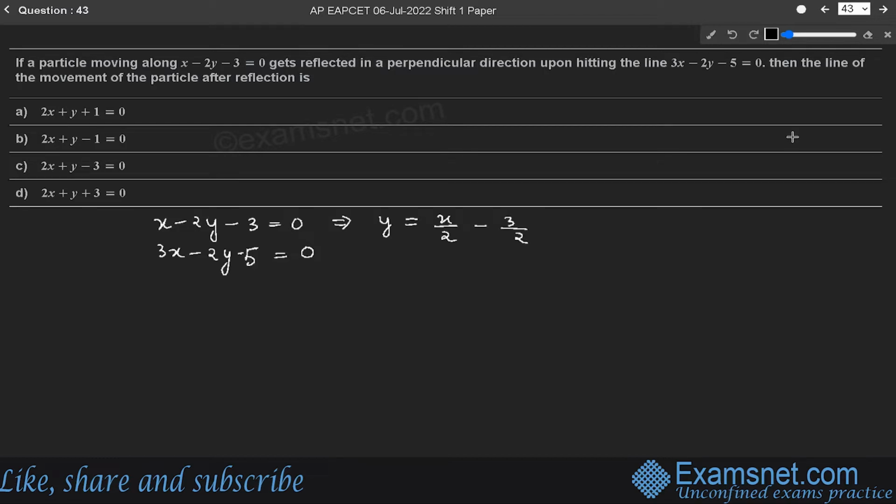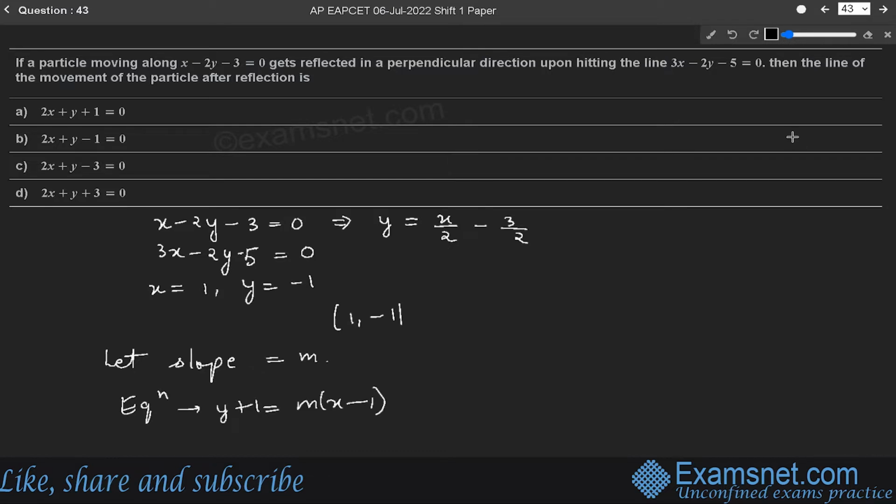On solving both these equations, we get x is equal to 1 and y is equal to minus 1. Therefore, we can say that the point of intersection is (1, -1). Now, let the slope of the reflected ray be equal to m. Therefore, the equation of the reflected ray will be y plus 1 is equal to m into (x minus 1).